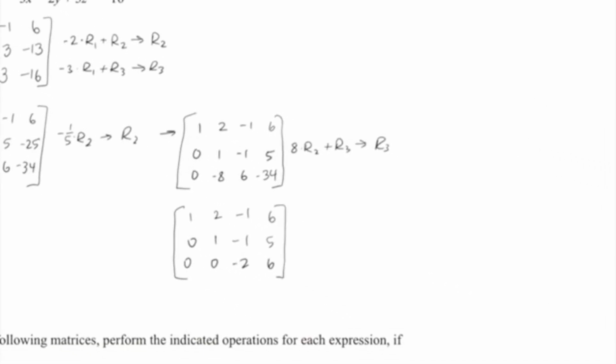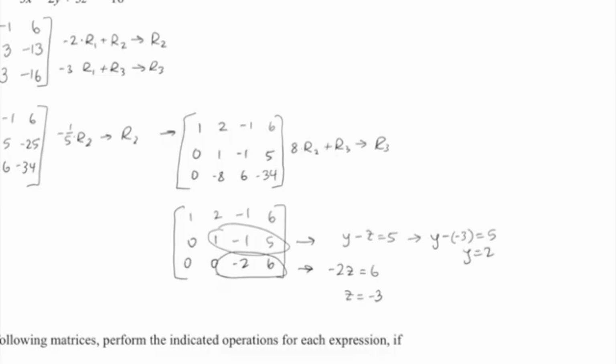So now we can take this bottom row and make an equation. -2z equals 6, therefore z equals -3. Then we can take this middle row and create an equation y minus z equals 5, and we can replace z with y minus -3 equals 5, so that's y plus 3. If you subtract 3, you get y equals 2.